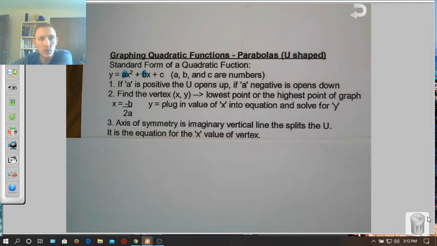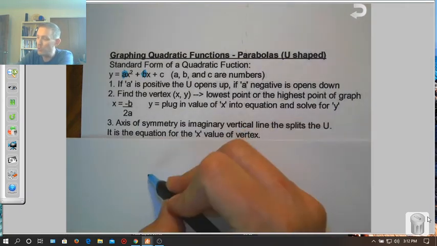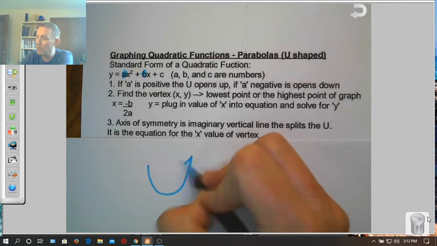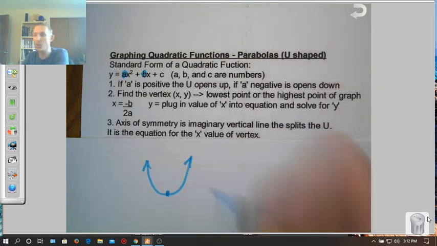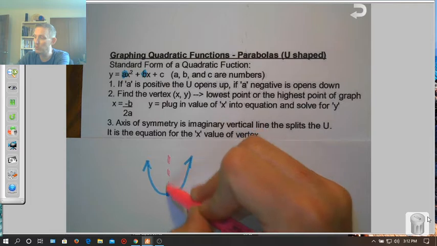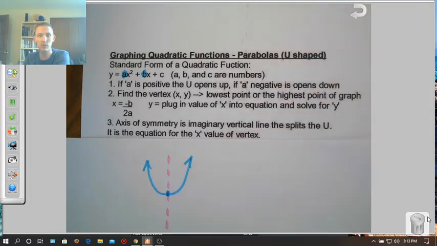All parabolas are symmetrical. So if I draw this parabola here, I know that the vertex is right there. That's the lowest point. And there is an imaginary vertical line that passes through this parabola. A parabola can basically be folded right on top of itself. Because of the way a quadratic function works, there's symmetry on both sides of that vertex.